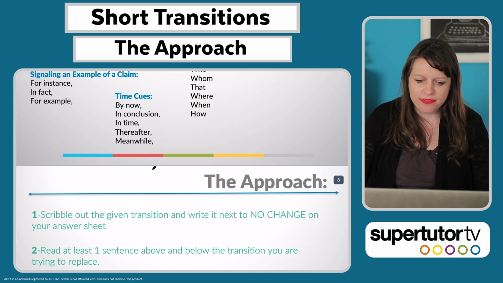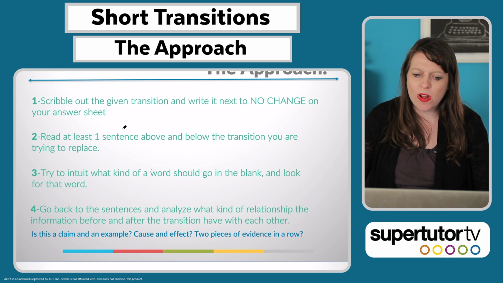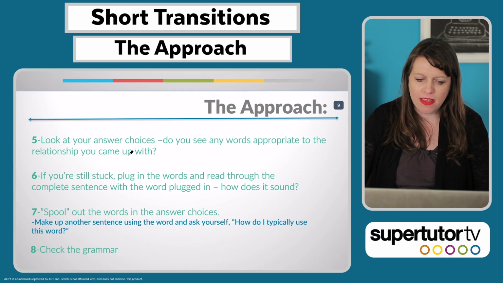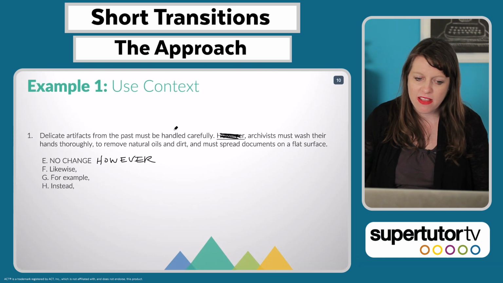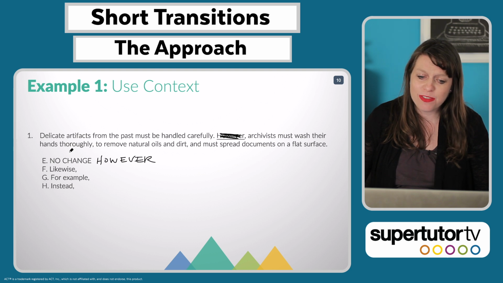Then 2, I'm going to read at least one sentence above and below the transition I'm trying to replace. Now I'll show you how I do that. I'm going to go to example 1 here, this one, and use context. So I'm going to read: "Delicate artifacts from the past must be handled carefully." Then I'm going to read: "Archivists must wash their hands thoroughly to remove natural oils and dirt and must spread documents on a flat surface."